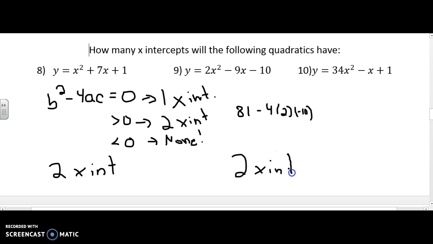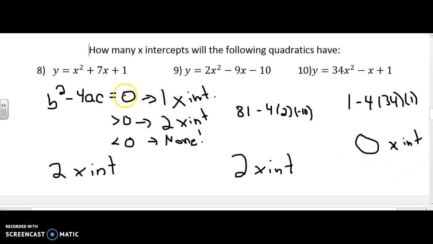The third one is going to be the first one that bucks the trend. I'm going to have 1 minus 4 times 34 times 1, which I'm going to realize is going to be negative. You'll notice I'm not even doing the whole calculation. I'm just writing it out and looking at it. If you want to do the whole calculation, that's fine, but all you need to notice is whether it's positive or negative. The actual number doesn't matter that much. So because it's going to be negative, I know I will have 0 x-intercepts.